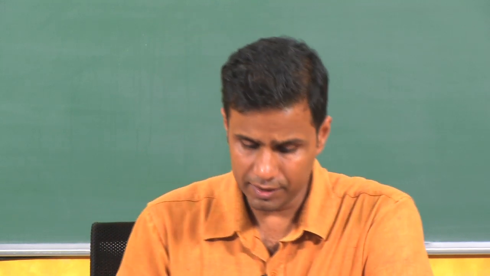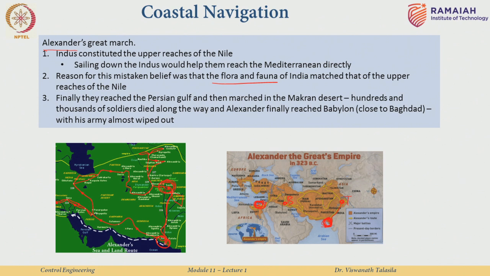So what Alexander did then, they marched all the way down to this coast, and what do you get? You do not get the Mediterranean Sea over here, right? You get the Arabian Sea when you come over here. Having discovered the mistake, because this was a completely wrong coastal navigation, they now had to march all the way across the desert where thousands, maybe lakhs of soldiers died before they reached Baghdad. So this was a great story in coastal navigation, which almost ensured that Alexander's army was wiped out, and he never recovered from that, and he eventually died.